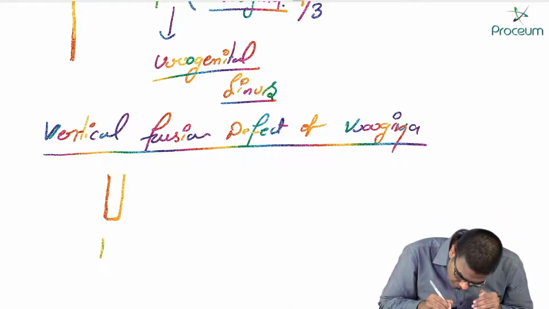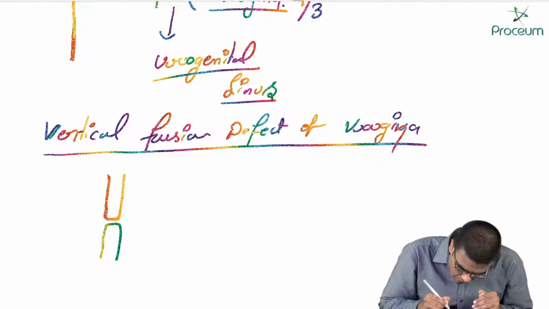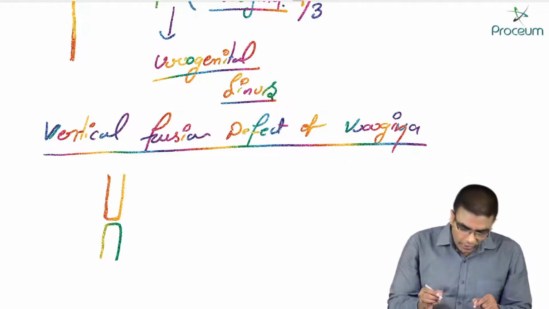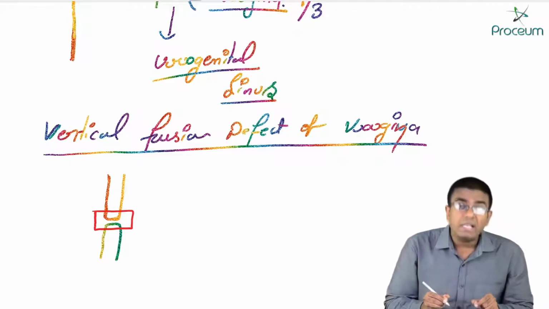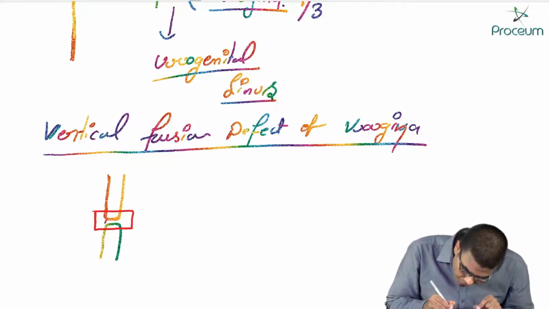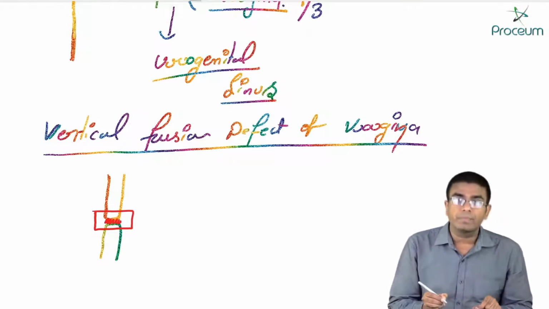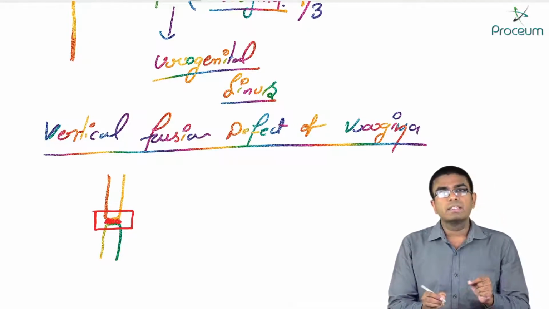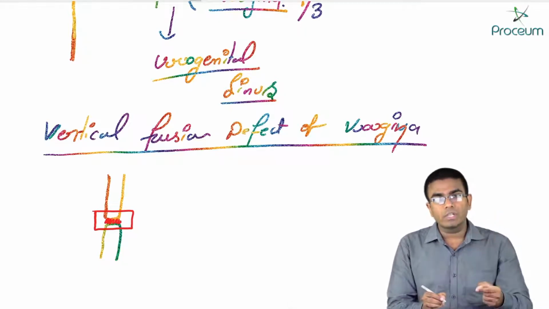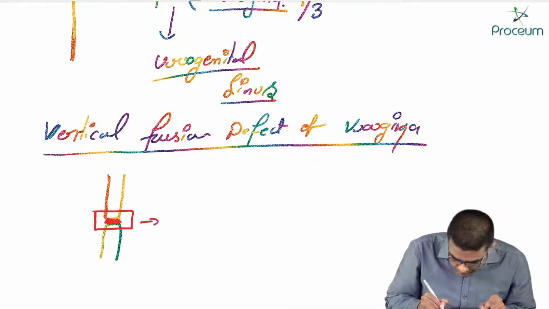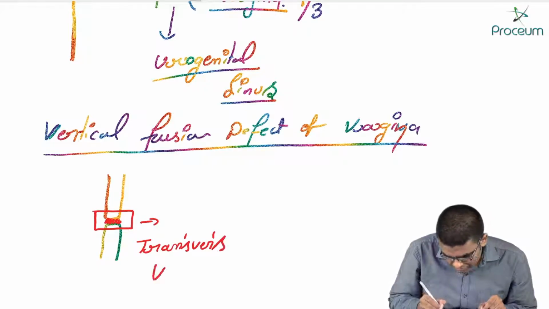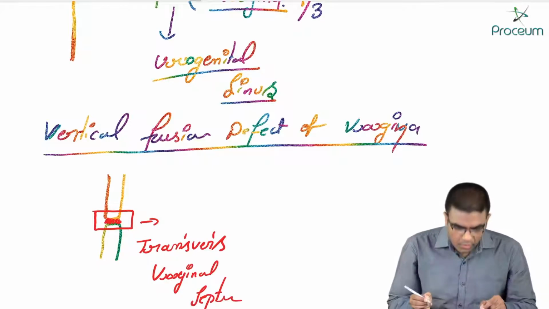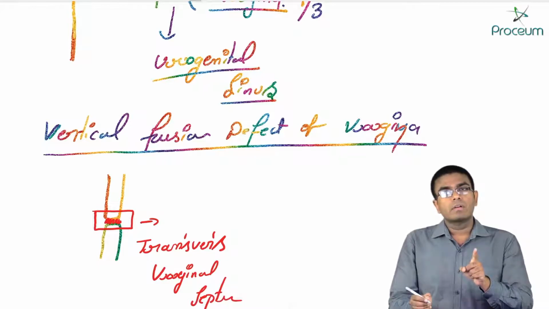Now this is the urogenital sinus. Now if they don't fuse properly, what happens? You will be left with the septum, vaginal septum. So here now you are seeing this is the vaginal septum. Now this vaginal septum, is it transverse or longitudinal? This is the transverse vaginal septum.